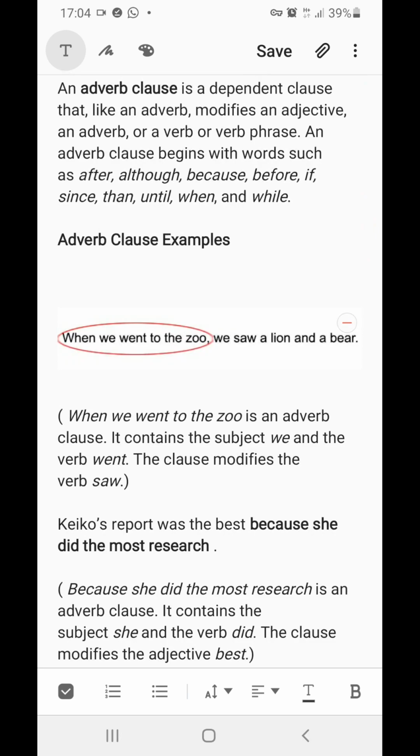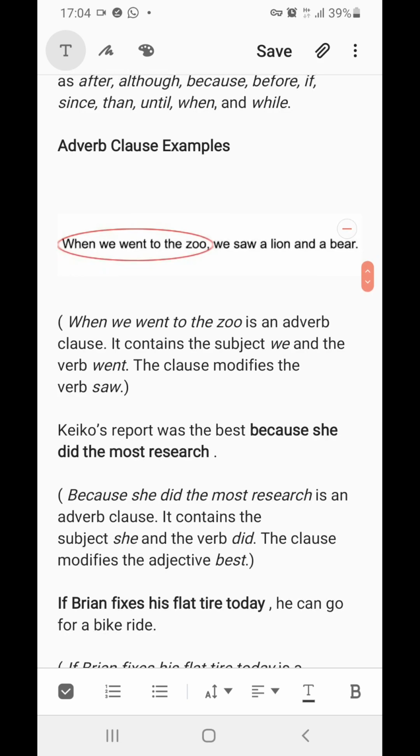Okay. So now, Kiko's report was the best because she did the most research. So because she did the most research is an adverb clause. And what will be the subject in this particular sentence? It will be she. And what is the verb? It is did. So the clause modifies the adjective best.